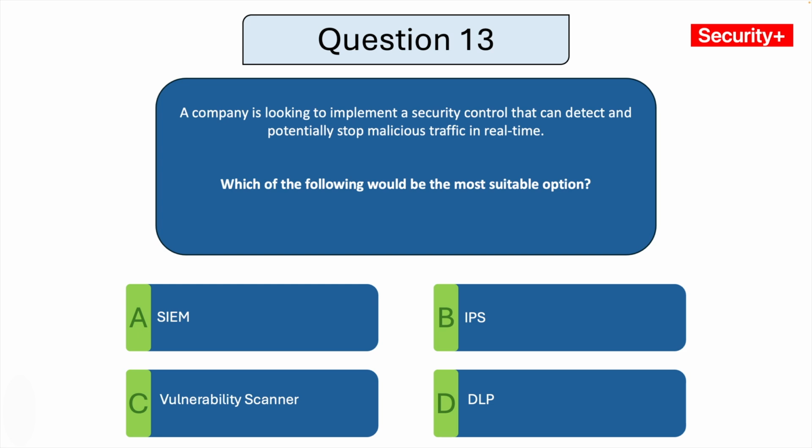A SIEM normally just aggregates logs and data. Out of the box, it's not there to prevent malicious traffic. So I ruled that one out. Vulnerability scanner is just going to scan known vulnerabilities, but it doesn't prevent any malicious traffic. Ruled that one out. And then a DLP solution is going to be focused on preventing unauthorized exfiltration of data, but it doesn't do anything with malicious traffic. So the only one that makes the most sense here is going to be B, Intrusion Prevention System. So going with B.